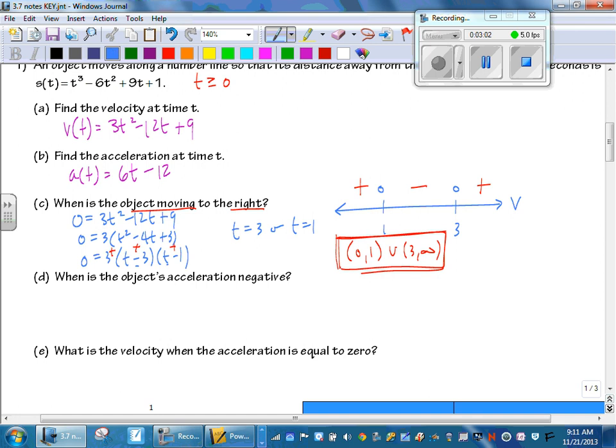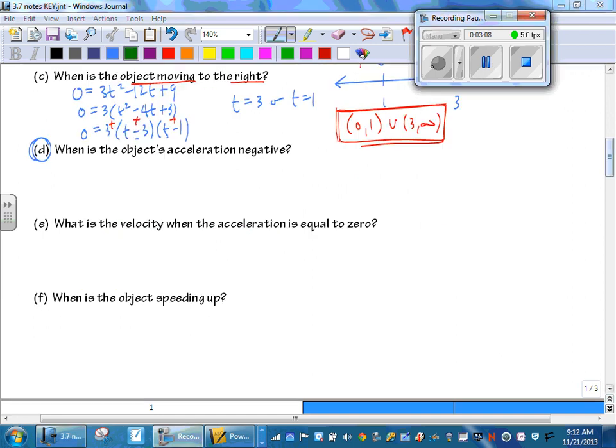Alright, for part D, I want you guys to figure out when is the object's acceleration negative. Go ahead and try that one on your own.